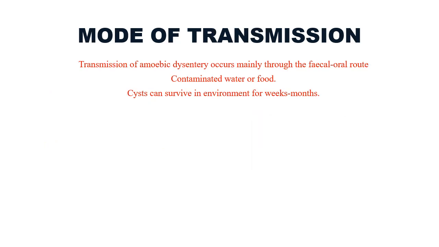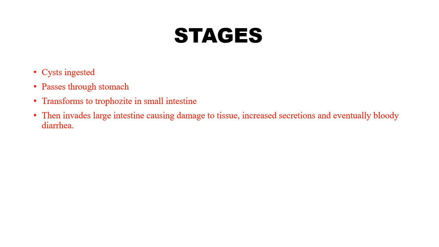Mode of transmission. Transmission of amoebic dysentery occurs mainly through the fecal-oral route, contaminated water or food, and cysts that can survive in the environment for weeks and months. So the mode of transmission is mainly through the fecal-oral route or contaminated water or food.